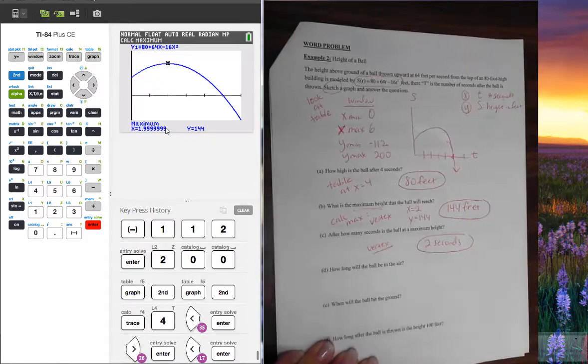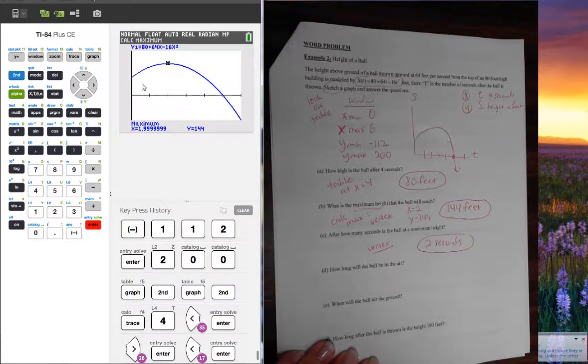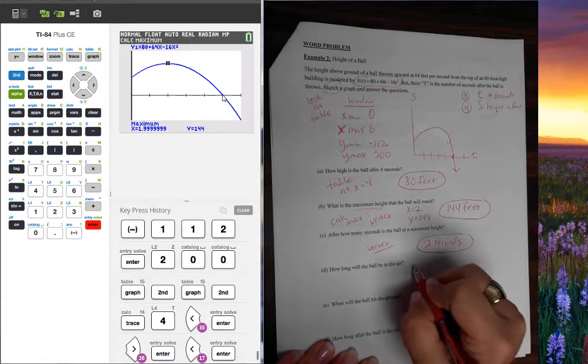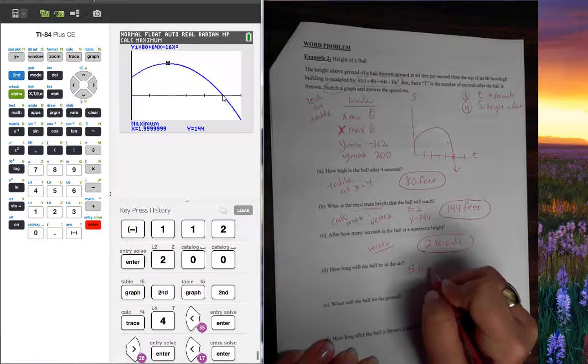How long will the ball be in the air? Well, if you remember our table, it started at 0 in the air. Look at the arrow there and goes all the way down to here, and that was at 5. So 5 seconds.